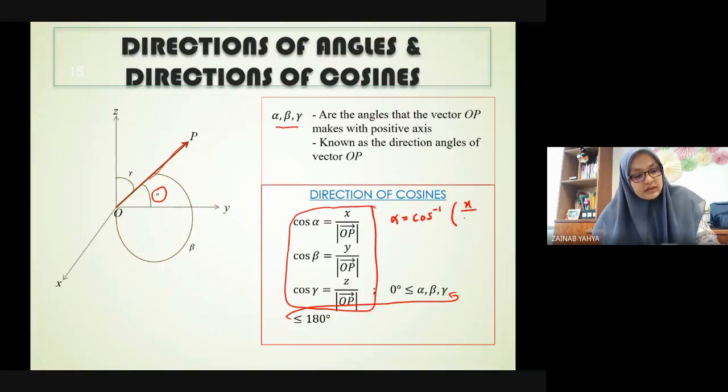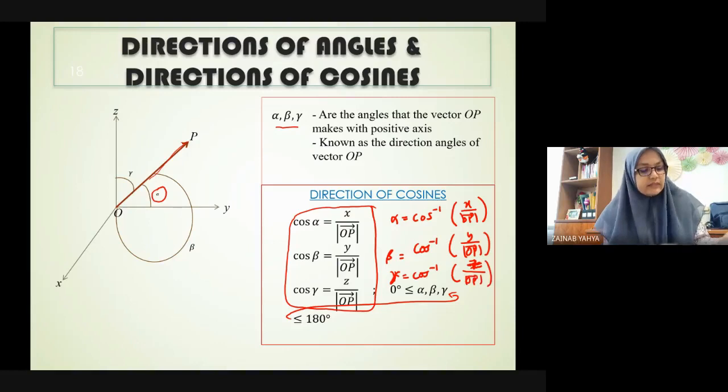We just bring cos to the right. So for beta, it will be cos inverse of y over OP. The same thing for gamma: cos inverse of z divided by OP. So this is called direction cosine, and this one is direction angle.